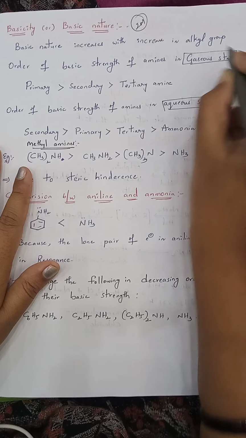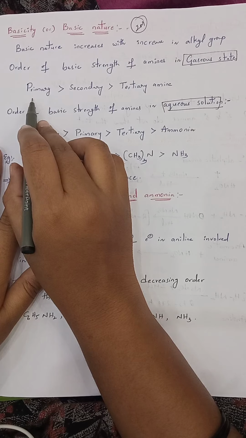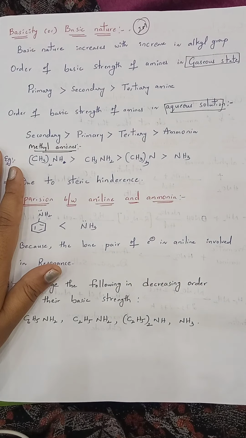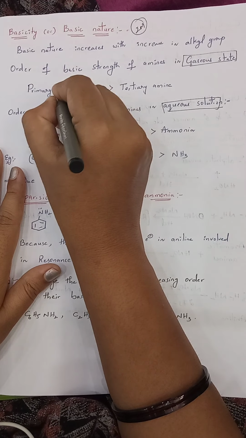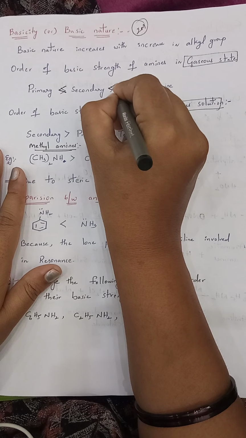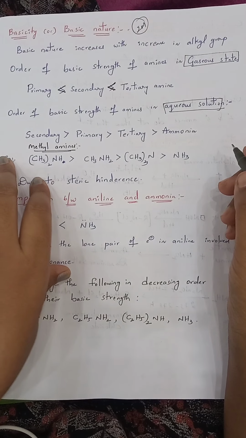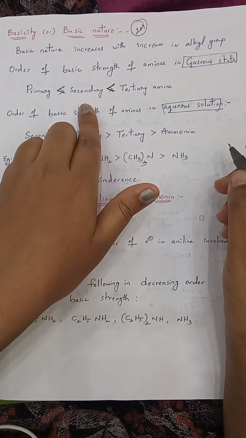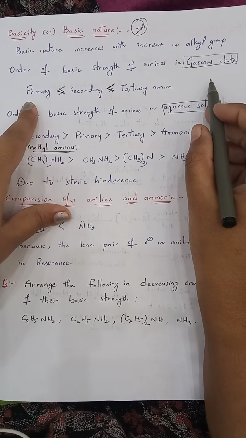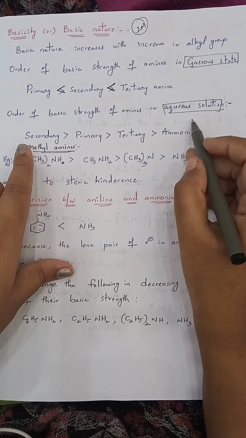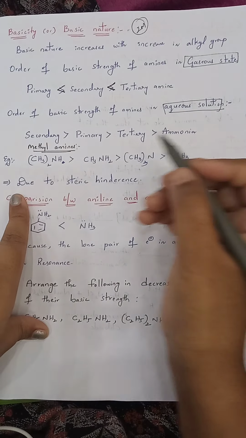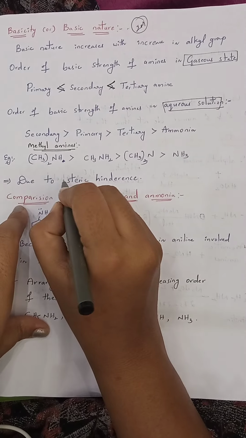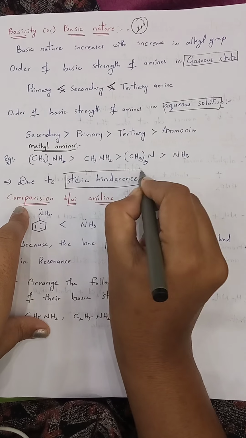In gaseous state, always primary amine is less basic than secondary amine, which is less basic than tertiary amine. That means tertiary amines are more basic than secondary than primary in gaseous state, whereas in aqueous solution its order differs. That is due to steric hindrance. This point is very much important.